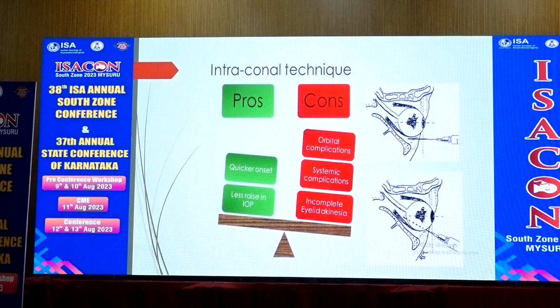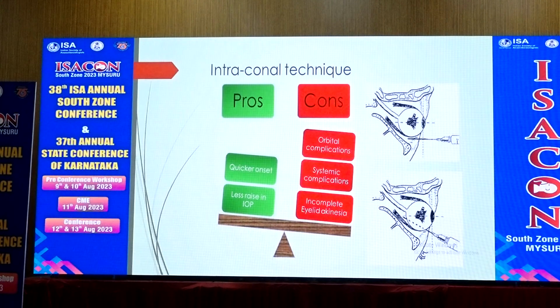Now, coming to the intraconal technique, this is what is called retrobulbar, which has now become obsolete in practice. What are the advantages? They say it is quicker in onset because we are giving the local anesthetic just near the ciliary ganglion. So, naturally the block should act fast, and since the block is acting fast, the local anesthetic required is a lesser volume, and they say there is less rise in intraocular pressure.